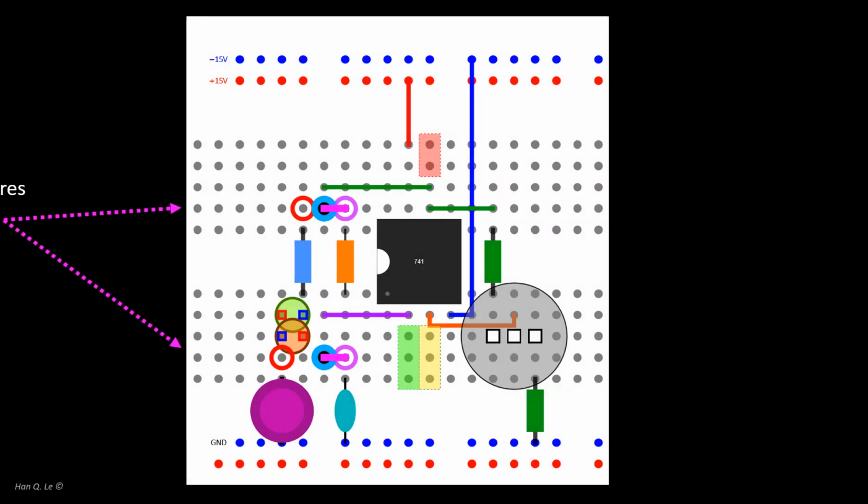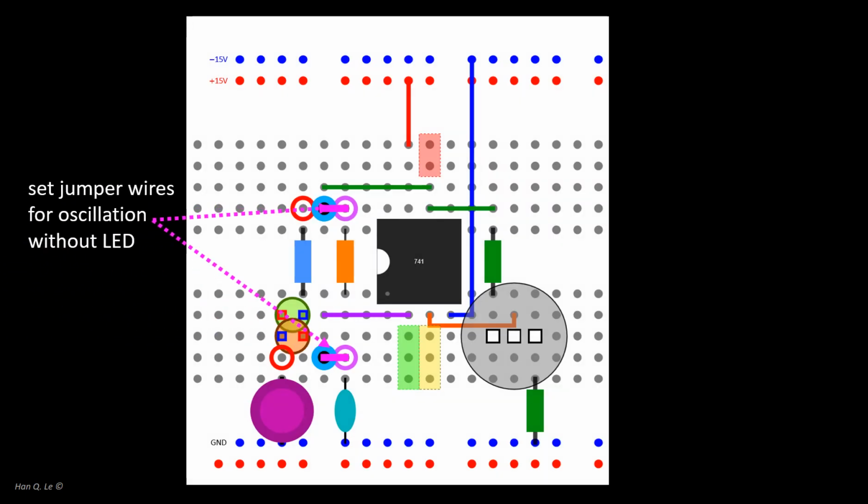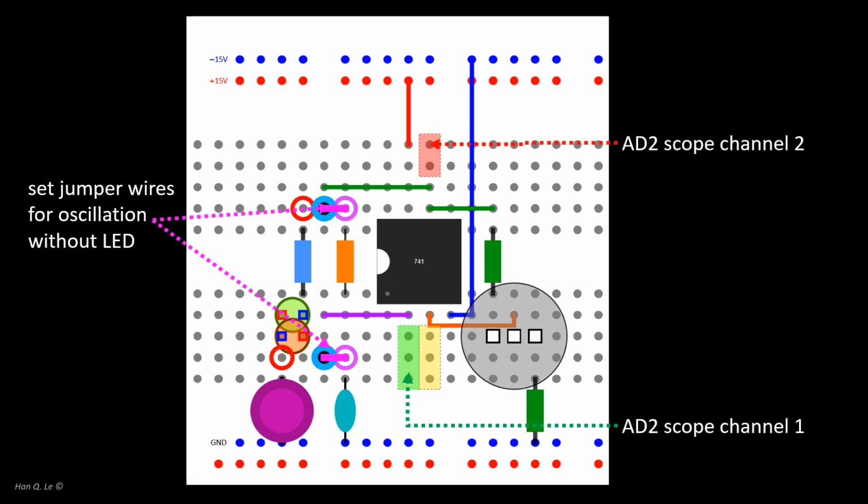Connect two jumper wires to the configuration for sound only, no LEDs. Then connect the AD2 scope channels to positions as indicated. If you have a buzzer, it is optional, but the AD2 can generate sounds via your computer speakers. You can use your smartphone spectral analyzer app to measure its frequency.